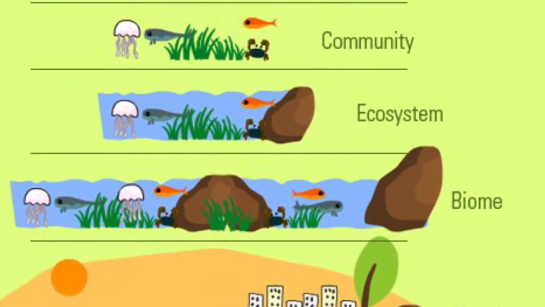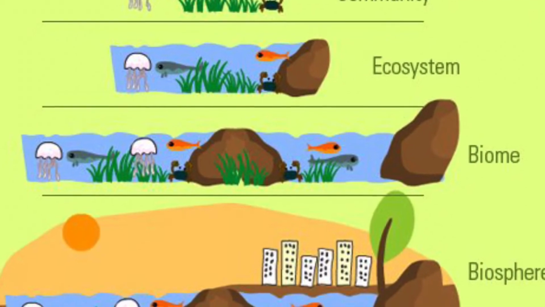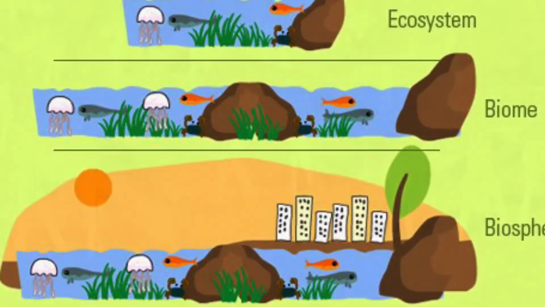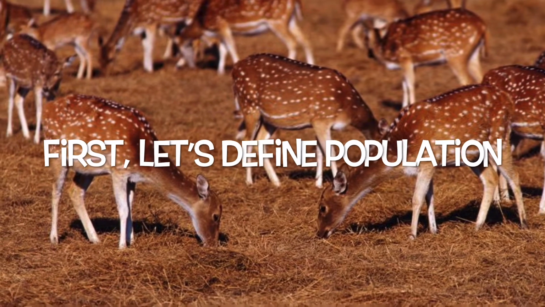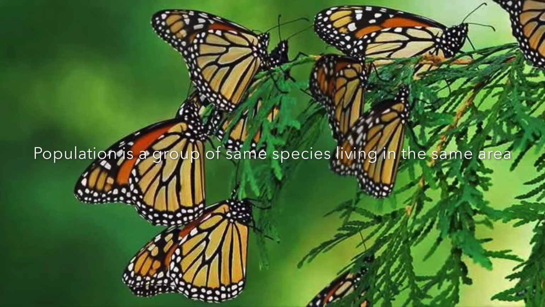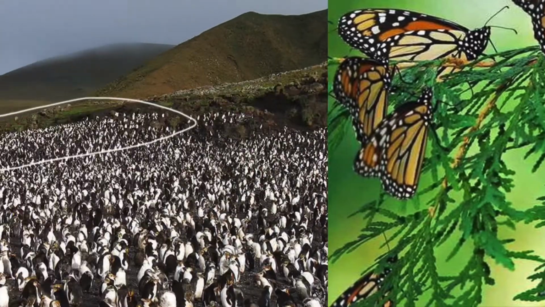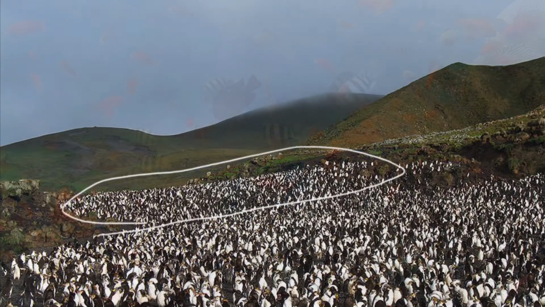Levels of organization in ecology include the population, community, ecosystem, and biosphere. A population is a group of the same species living in the same area. We should know that a population should have a limit.